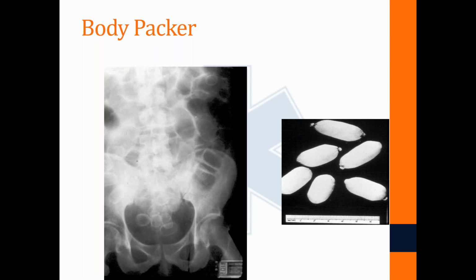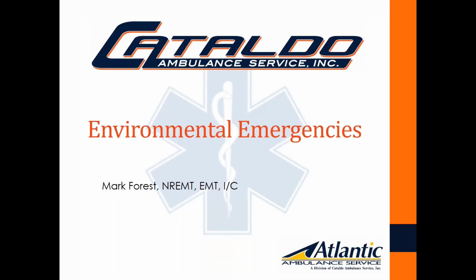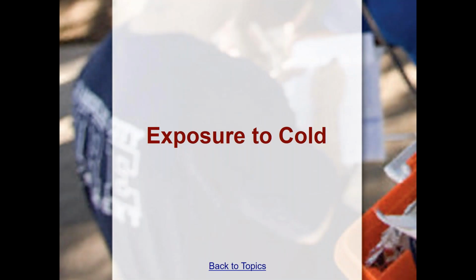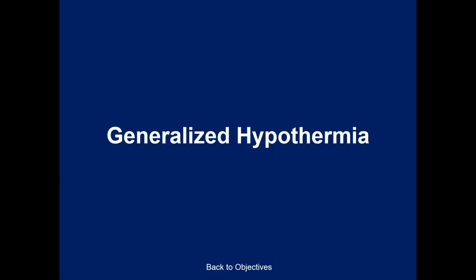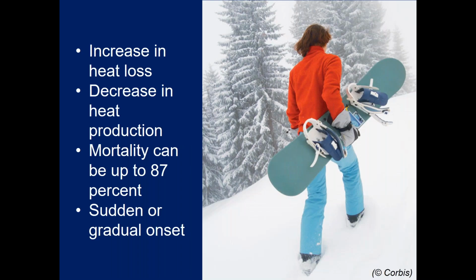So we've gone through the toxidromes. All right. Last but not least on our trip today, we are going to talk environmental emergencies. Since it is freezing cold and windy out, we are going to talk first and foremost exposure to the cold. So we are talking generalized hypothermia right now. Hypothermia means low body temperature. Go figure. Hypo is low, thermia going to be our temperature of the blood.